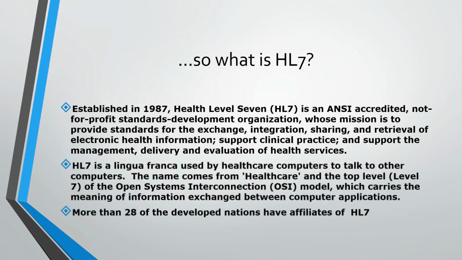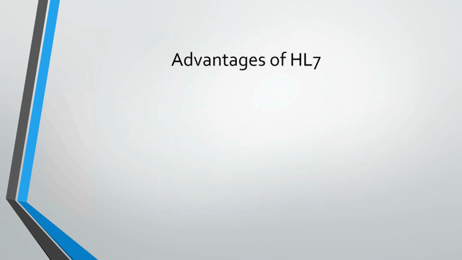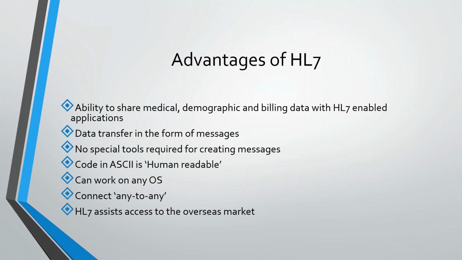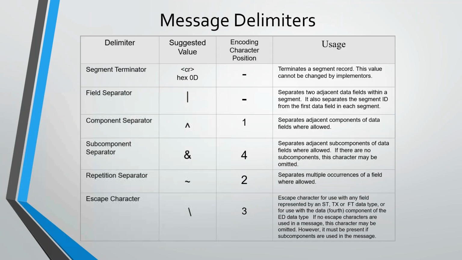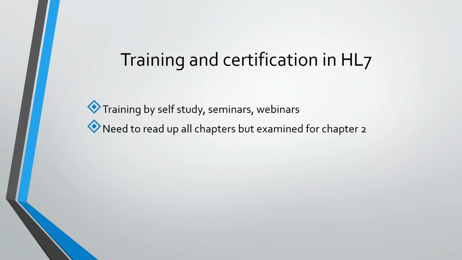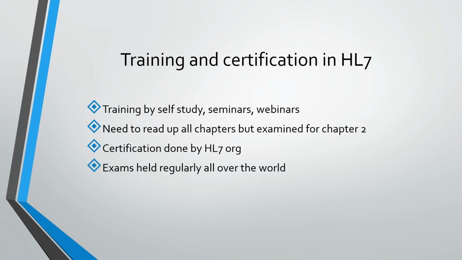Next, we will take a look at the summary. All right, so how can you train in HL7? You can study yourself, or you can attend seminars or webinars like this, and you need to read up all the chapters if you want to be certified. I'll be focusing more on certification in the last session. Certification is done by the HL7 organization only. No other body has the right to give certification. Exams will be held regularly all over the world. You can attend anytime and get your certification.